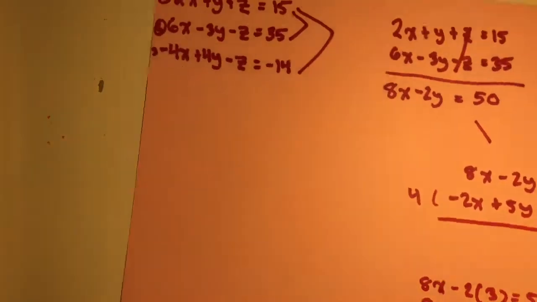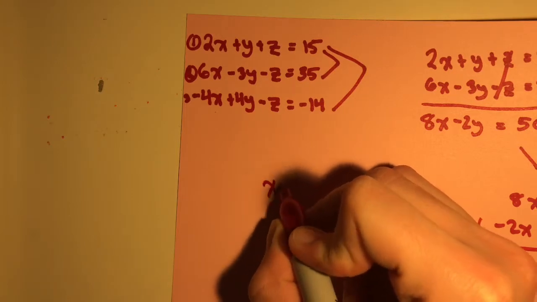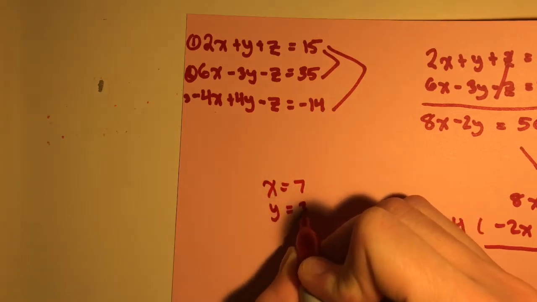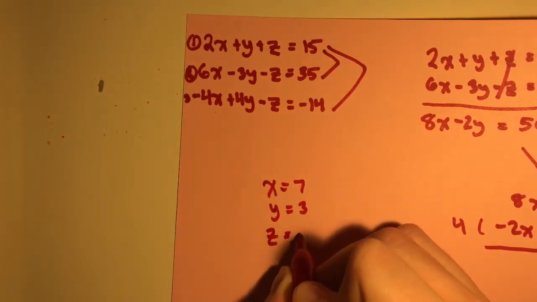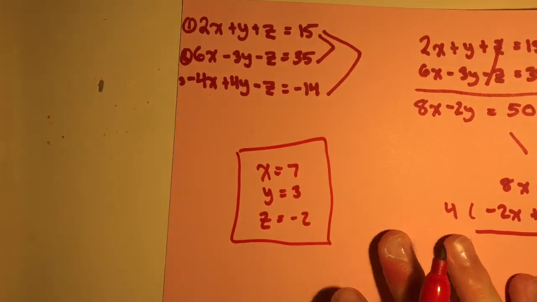So as our final answer, we're going to go over here and just write down a list. x equals 7, y equals 3, and then z equals -2. And we are going to box that, and that is our final answer.